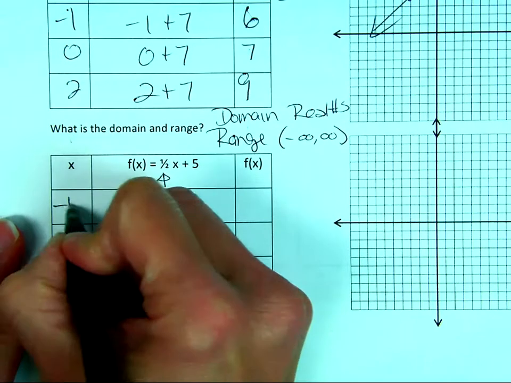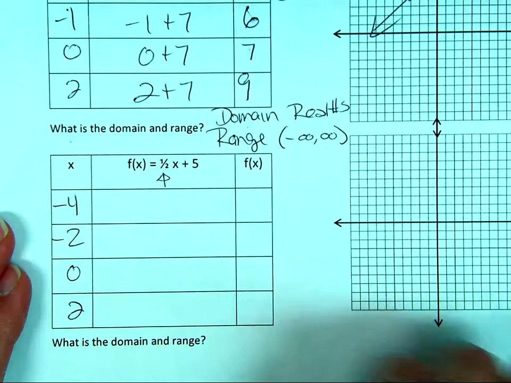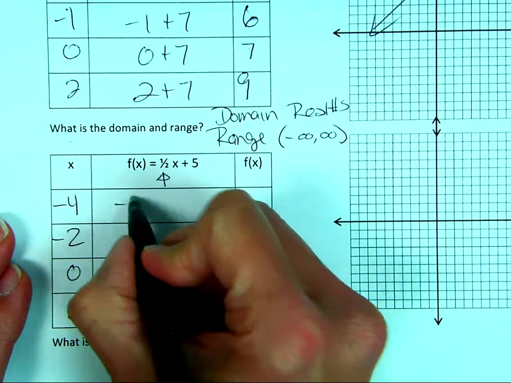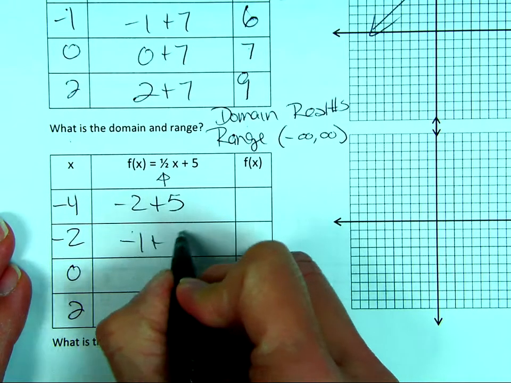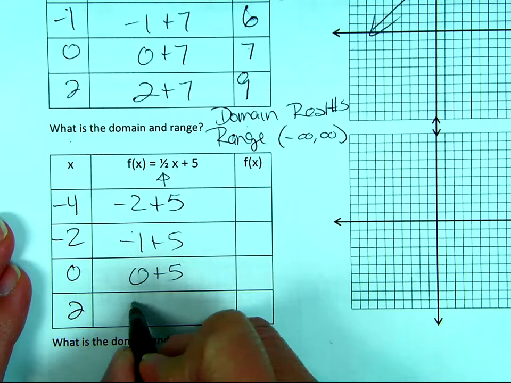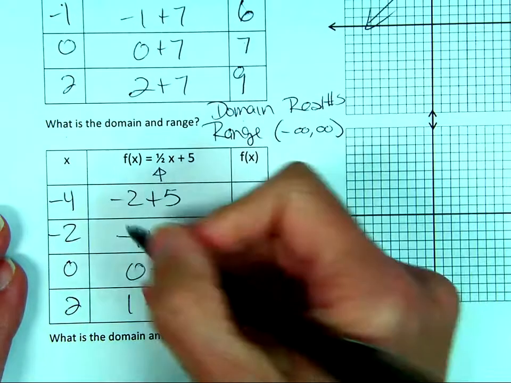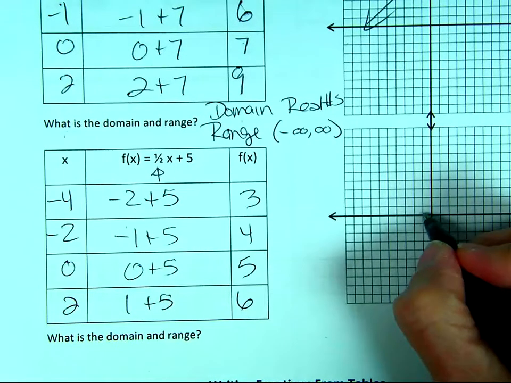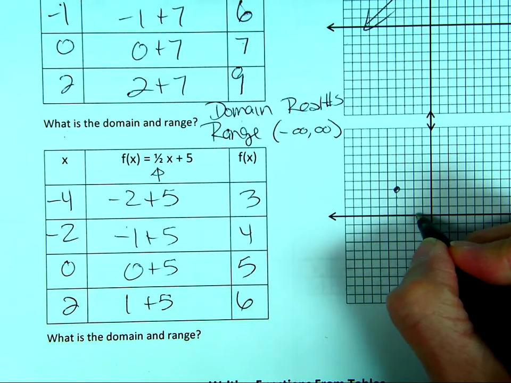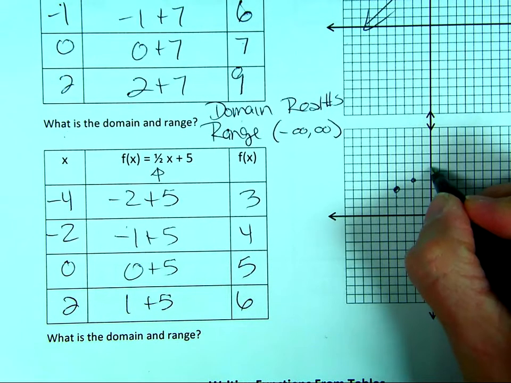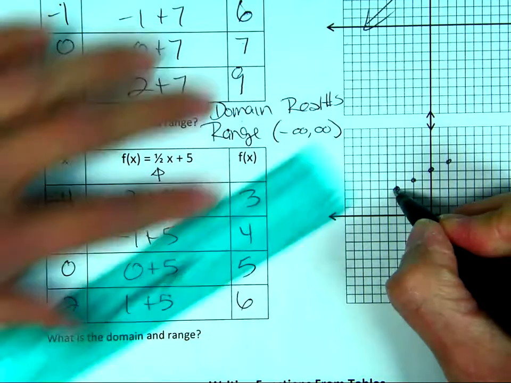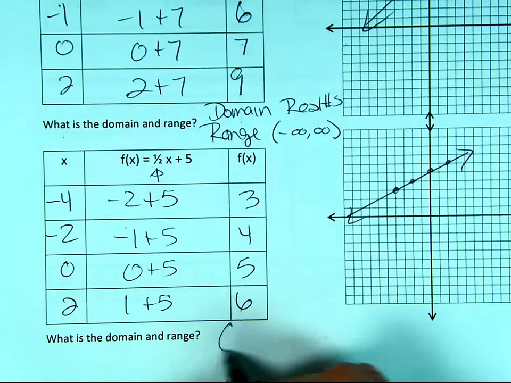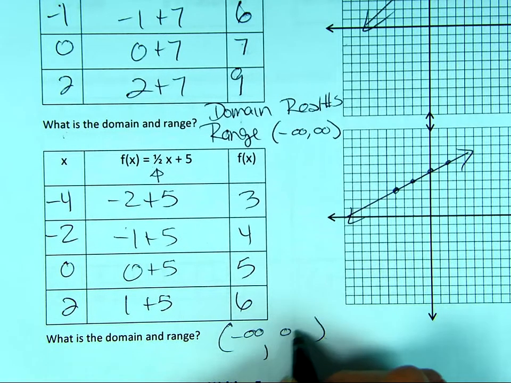So with that in mind, I'm going to pick a -4, a -2, a 0, and a 2. Because those are all even numbers, and I know I can take half of them, because that says take half of it and then add 5. So half of -4 is -2, half of 0 is 0, and half of 2 is 1. So then when I take half of it, I just add. And then I can graph the points. -4, 3, -2, 4, 0, 5, and 2, 6. And I connect the dots. So that's just a quick little shortcut. Then you don't have to worry about decimals. And again, what's the domain and range? Domain and range are both all real numbers.